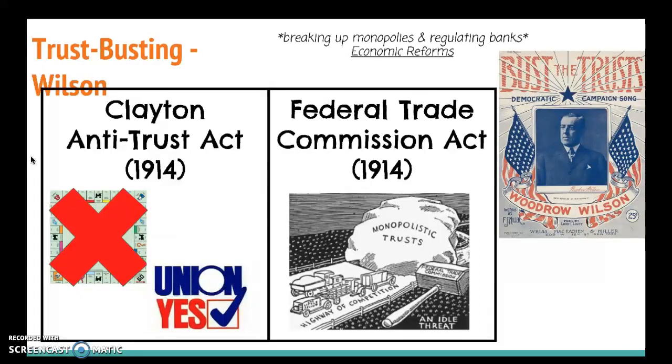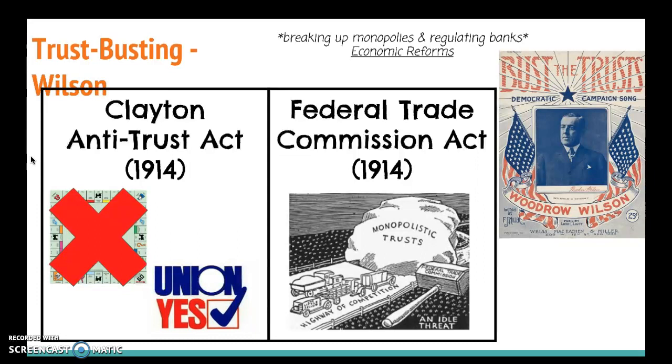So if a company started quickly consolidating all of their competition, before they were officially a monopoly, the Clayton Antitrust Act would step in and tell companies that they could not do that. The Clayton Antitrust Act is also important because it gave more power to labor unions. It exempted labor unions from antitrust suits and declared essentially that strikes, boycotts, and peaceful picketing were all perfectly legal. And so that is another important aspect of the Clayton Antitrust Act.